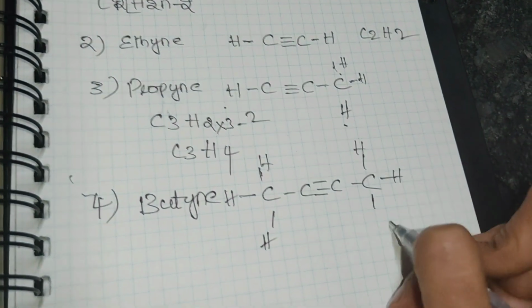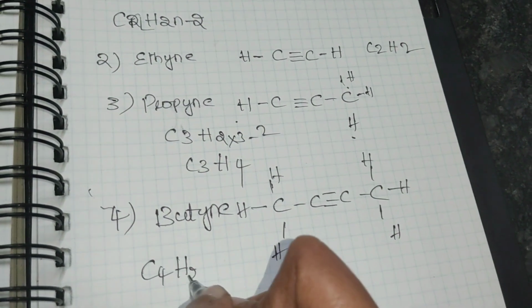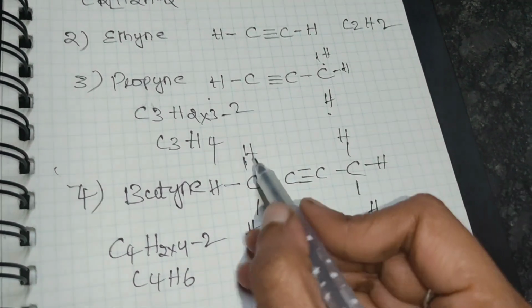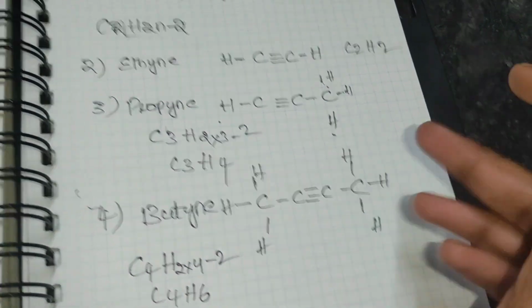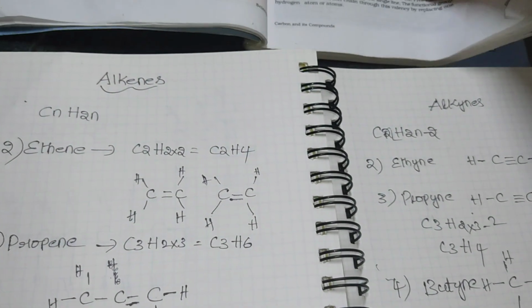So let's check the general formula also. So C4H2 into 4, 8 minus 2, C4H6. So 1, 2, 3, 4, 5, 6. Correct, no? So like this we can write alkanes, alkenes and alkynes.